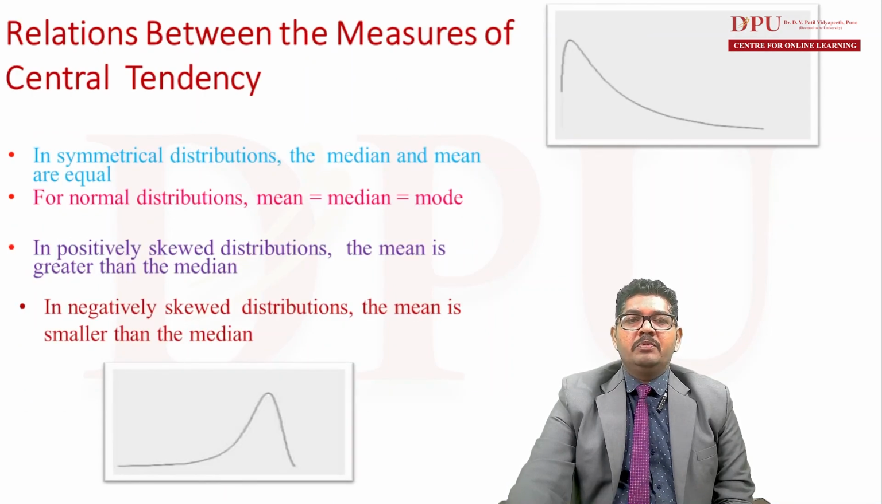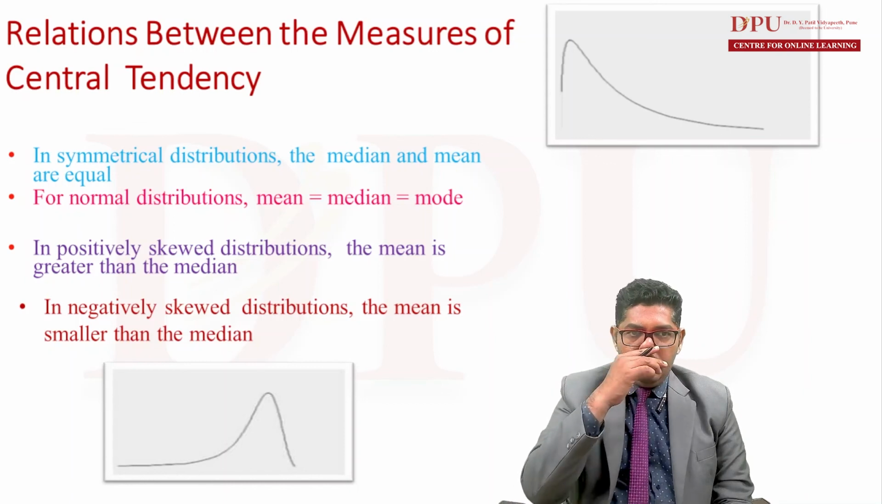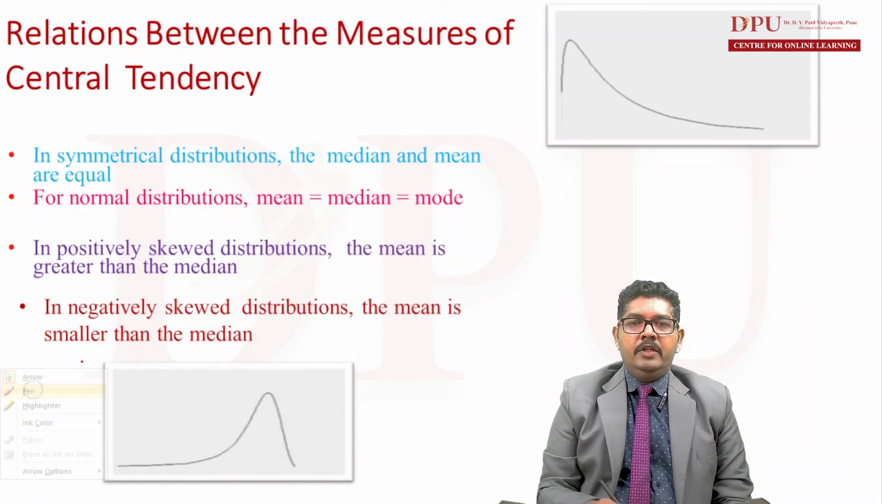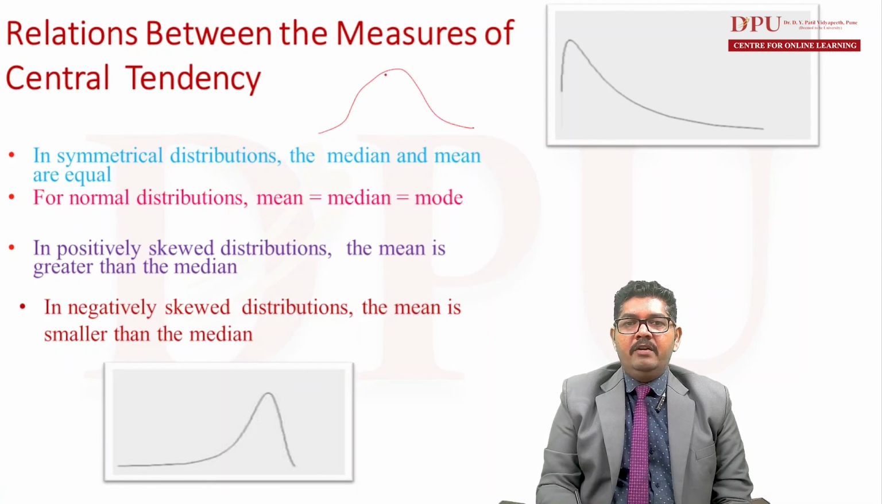Relation between the measures of central tendency. So in symmetrical distribution, the mean, median and mode are equal. Symmetric distribution means a distribution of this nature, right? This is called a symmetric distribution. So this is the central line. So these two parts are equal or similar or mirror image of each other. So this is a symmetric distribution, and in case of this symmetric distribution, the values of mean, median and mode are equal. In positively skewed distribution, the mean is greater than the median.